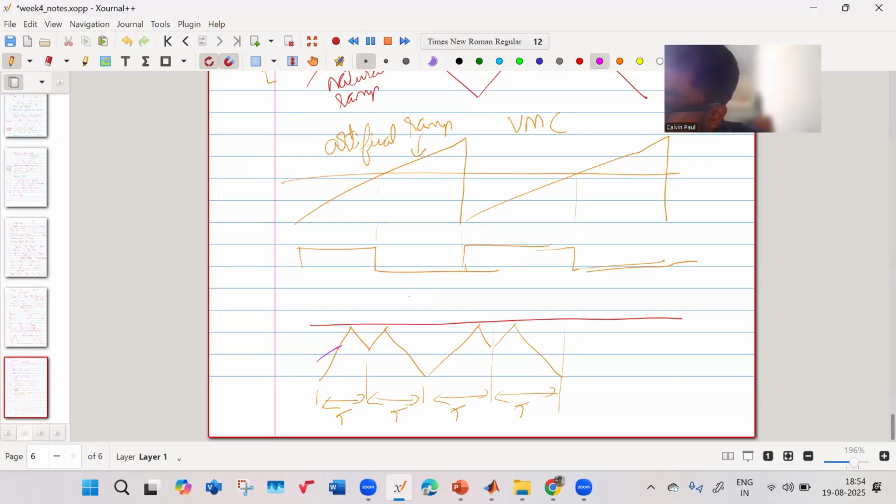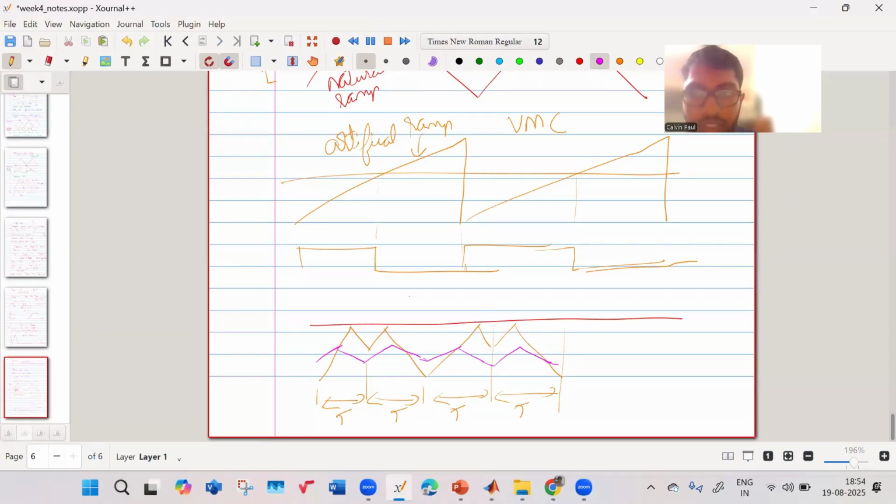It would be something like this. This is how you want your current to be. But because of peak current mode control or valley current mode control, because of the subharmonic instability which is there due to that fixed frequency operation, your current ripple has increased.